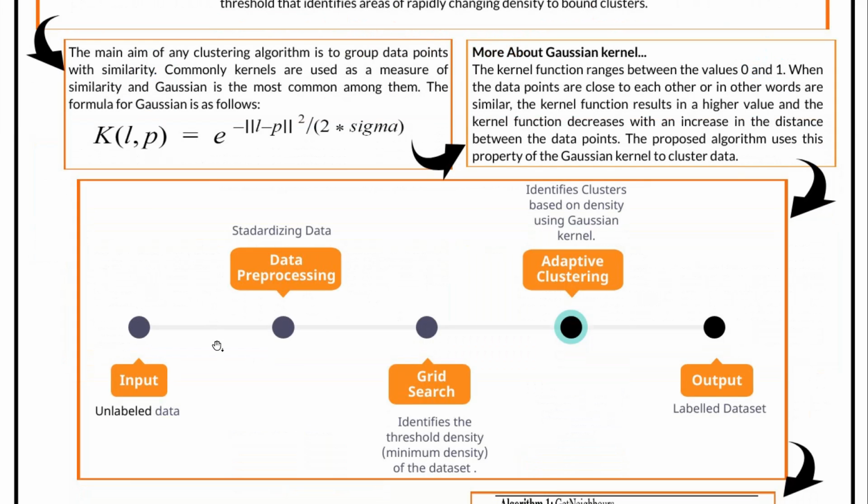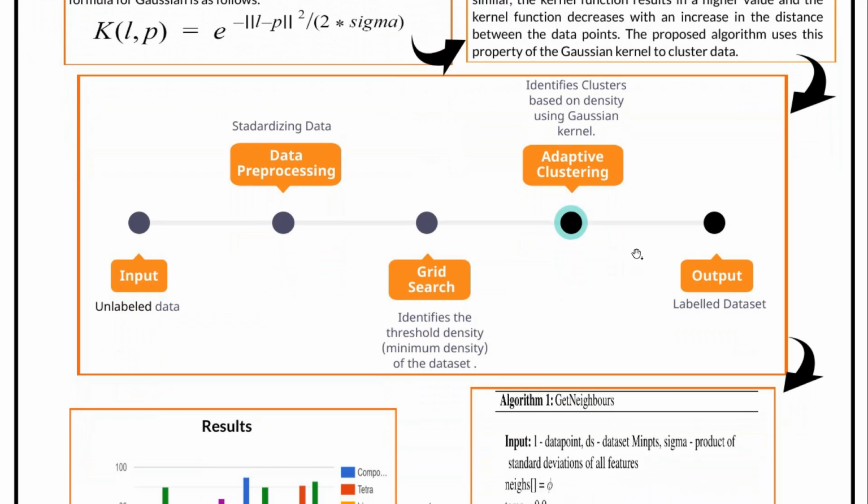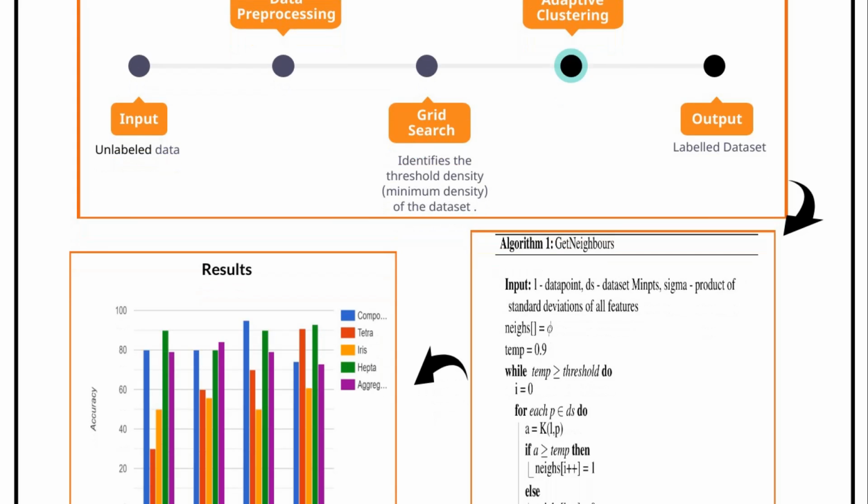First, the unlabeled data is fed to the algorithm, and data preprocessing is done by standardizing the data. Then grid search is used to select the threshold density, that is the minimum density. This threshold density is selected on the measure of Silhouette score. Then this threshold density is fed to the adaptive clustering algorithm. From this adaptive clustering algorithm, we get our final labeled dataset. Now let us see how our proposed algorithm works.